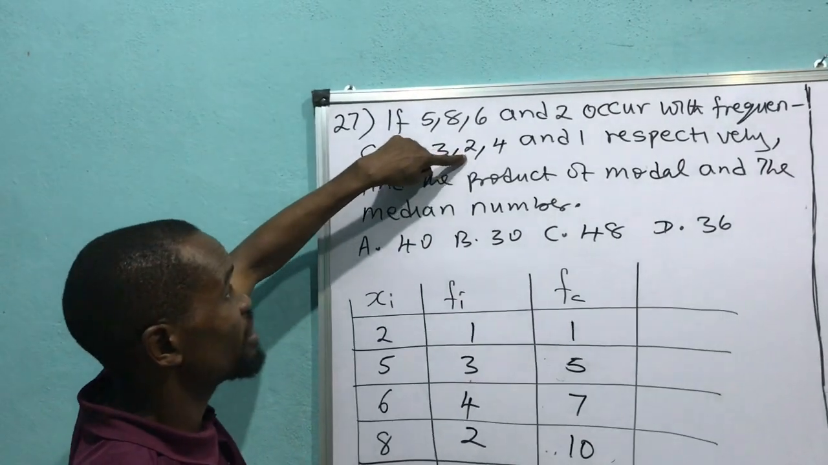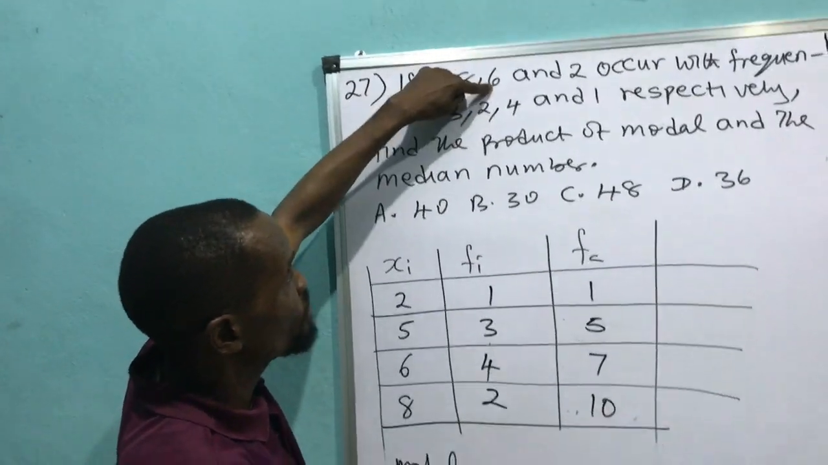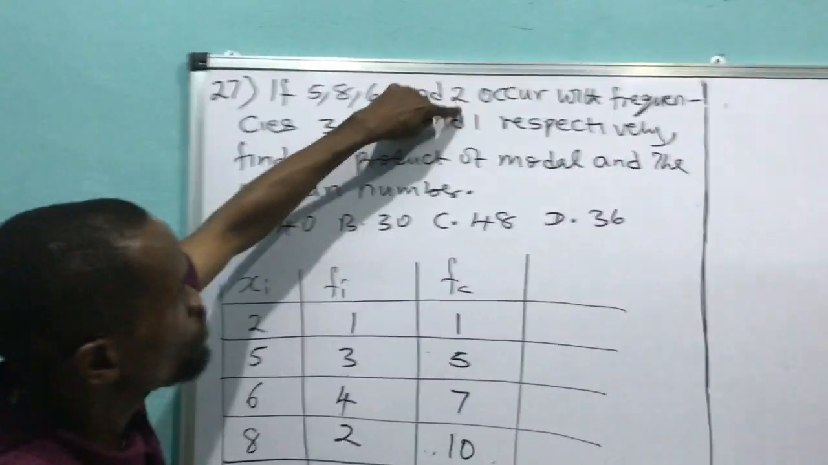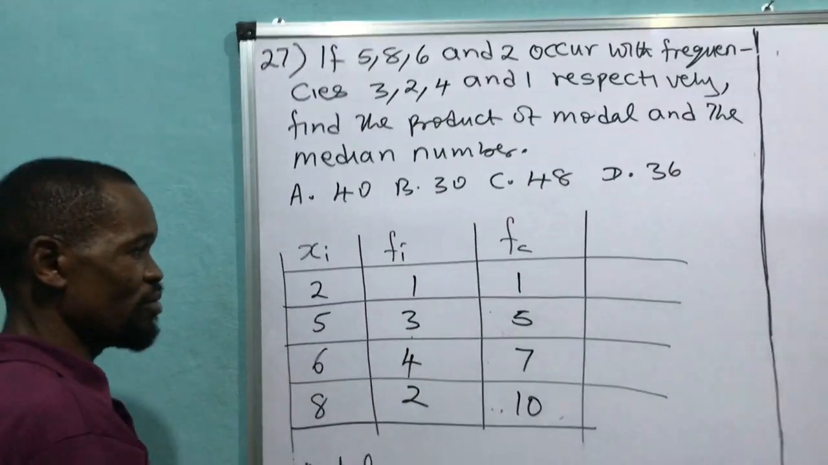I think you're saying what I'm saying. Frequency of 8 is 2. Frequency of 6 is 4. Frequency of 2 is 1. So that's where we made a mistake.